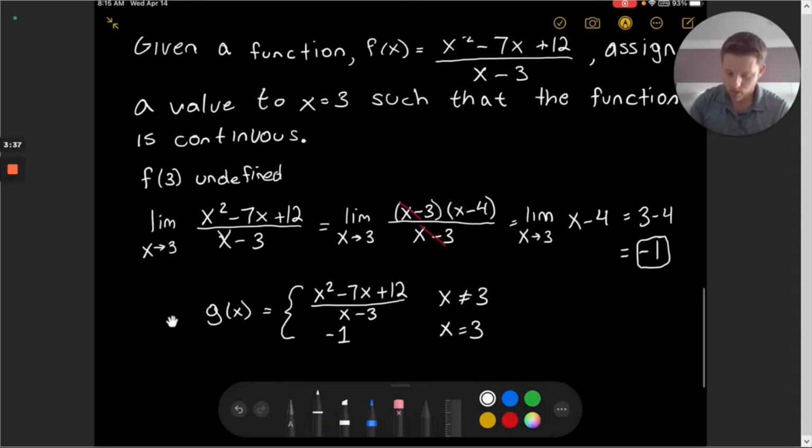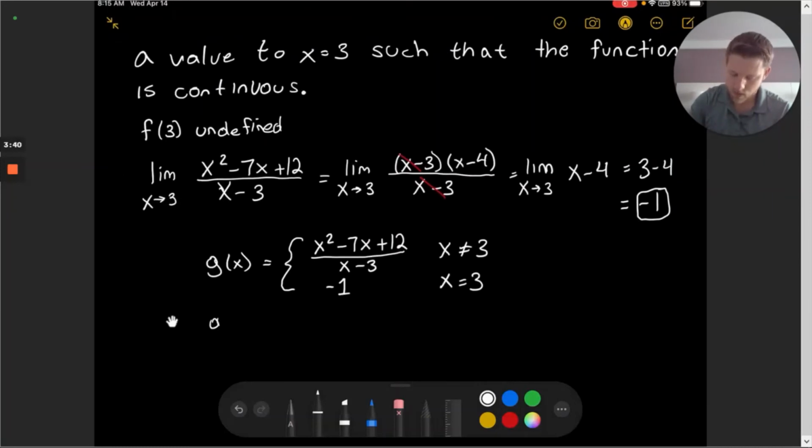Now this new g function is continuous. It is continuous because the original function was continuous at all points other than 3. And since I've defined the value at x equals 3 to be equal to negative 1 on this function, that combination, or this piecewise function here, is going to be continuous. So this new function g we can call continuous over its whole domain.